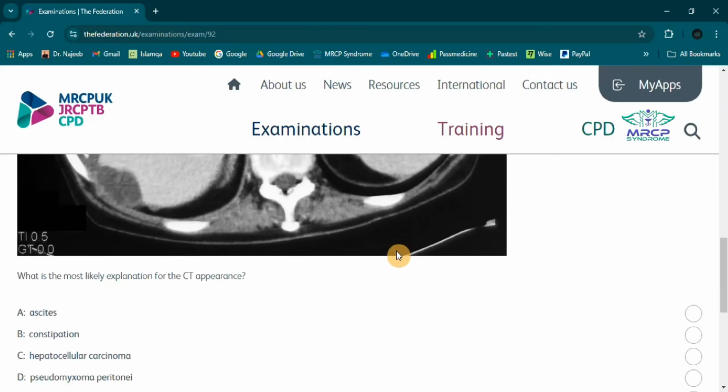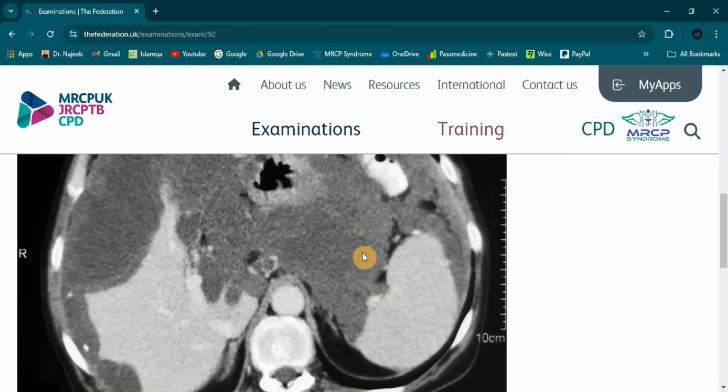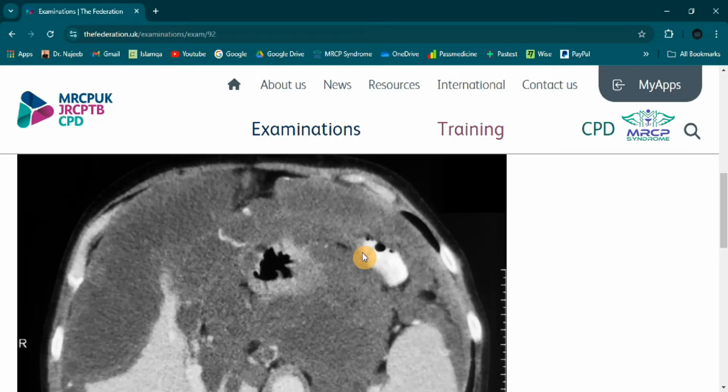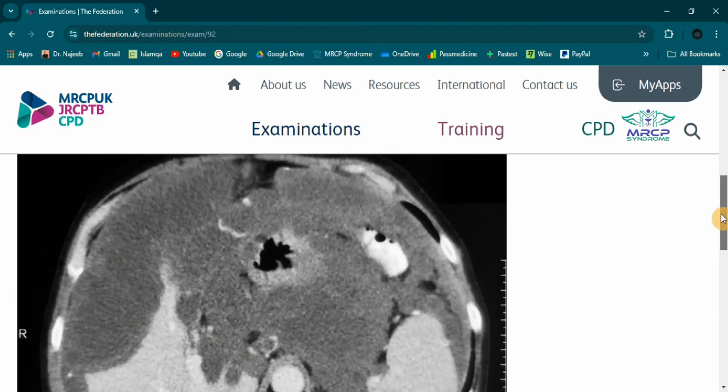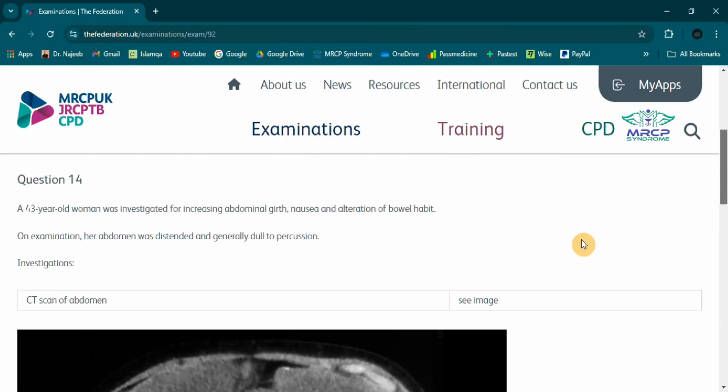So the most likely explanation for the CT appearance. Given the clinical scenario, the most likely explanation for the CT appearance is pseudomyxoma peritonei. This is one of the rare conditions which often originates from a mucin-producing tumor, usually from the appendix or in some cases from the ovary.